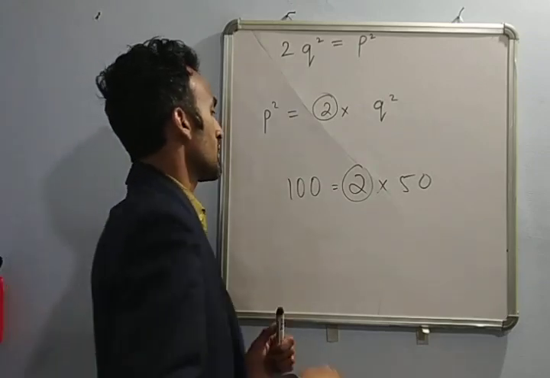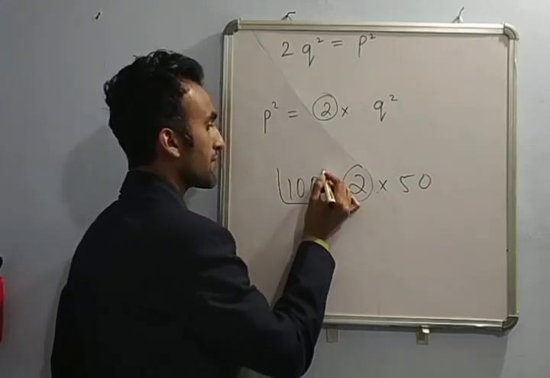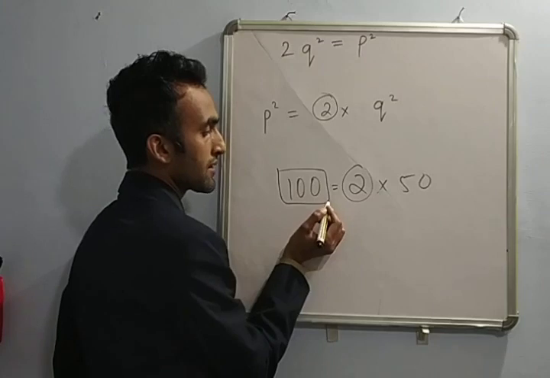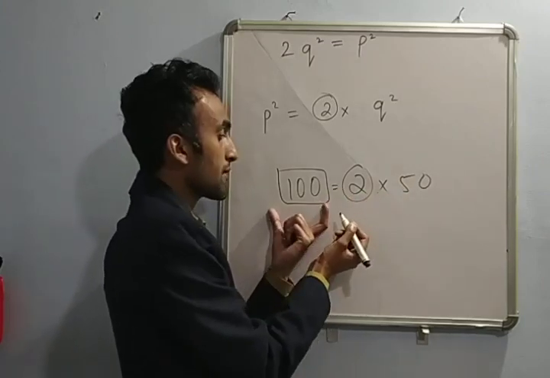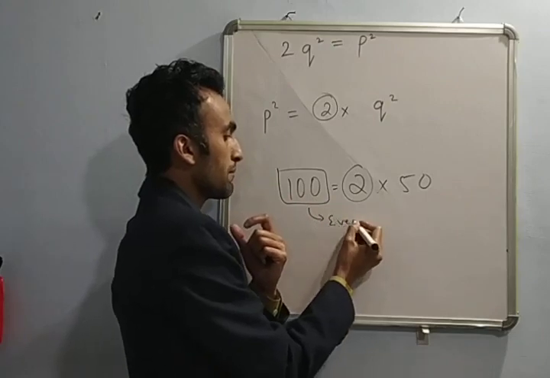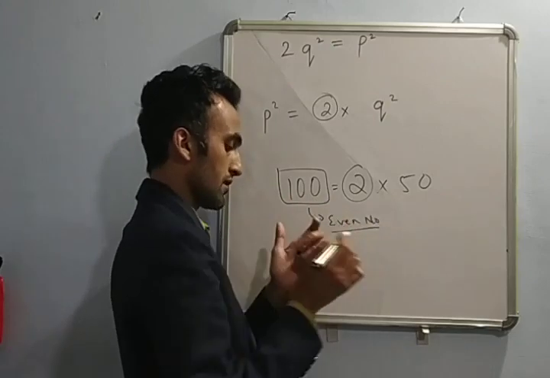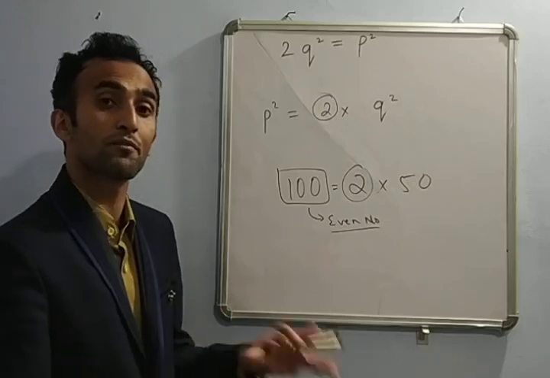So what is an even number? 100 is an even number. Because why? We can express 100 in the form of 2 into something. So this 100 becomes an even number. It's a multiple of 2.